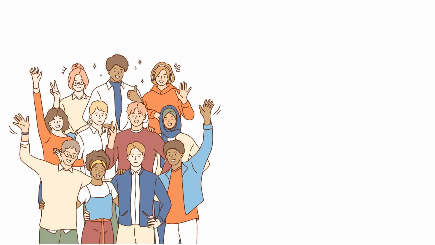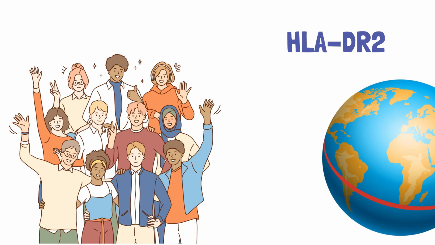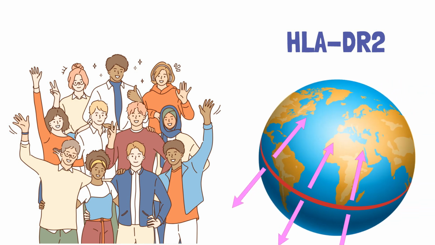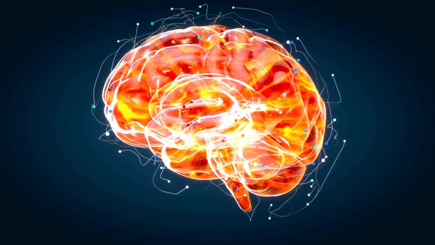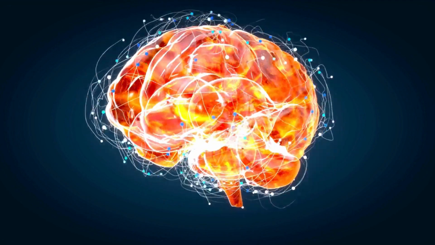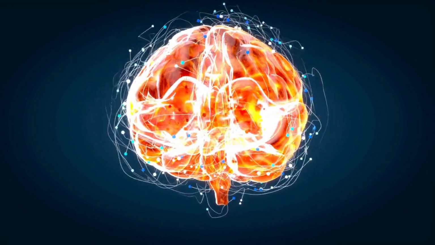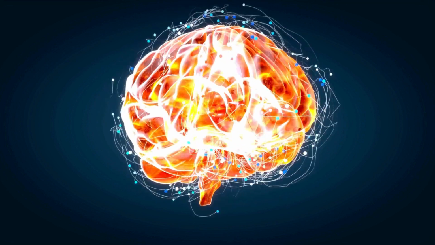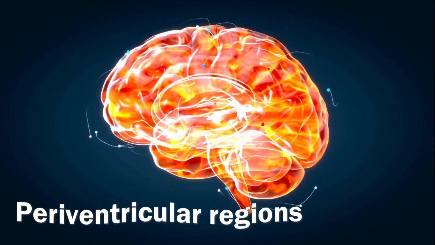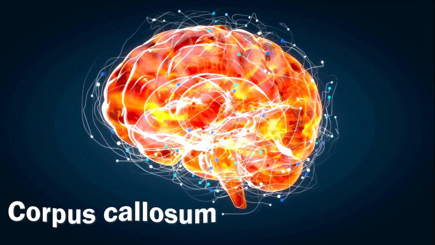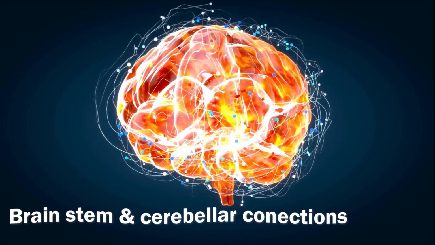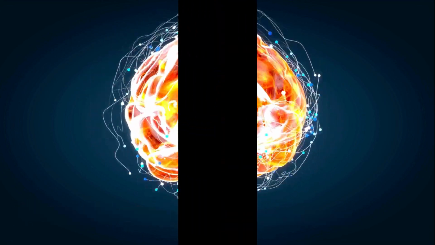It's associated with HLA-DR2 gene variation, and it's more commonly seen in the population who live in the regions away from the equator. The demyelinating plaques can occur anywhere in the central nervous system white matter, but they have a predilection for distinct sites like optic nerves, periventricular region, corpus callosum, brainstem and its cerebellar connection, and the cervical cord.